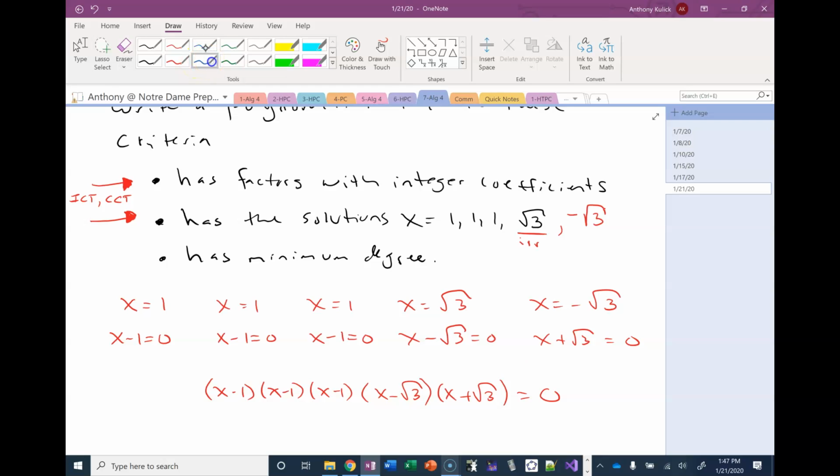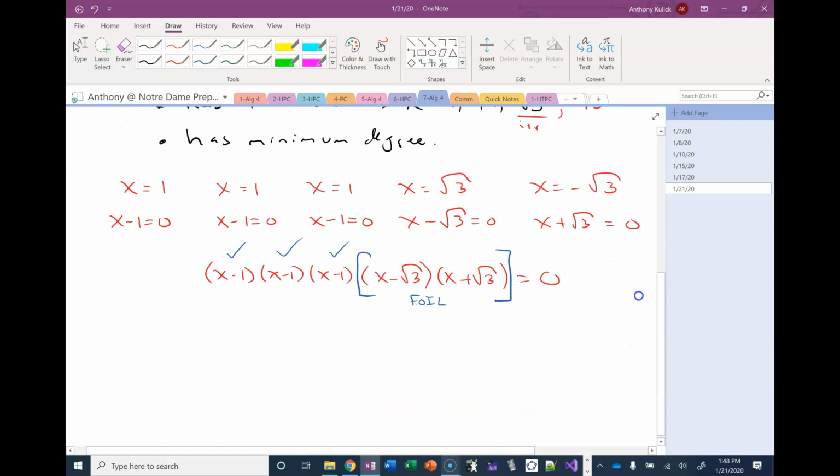Now I'm going to circle back to that first bullet point that says the factors have integer coefficients. If I look at those 5 factors, do I have integer coefficients for all of them? Well, those 3 all have integer coefficients, but the last 2 do not, because the square root of 3 is not an integer. So the way that I can deal with that is these 2 conjugate pairs. I'm just going to multiply them together. To multiply those together, I'm just going to FOIL them out.